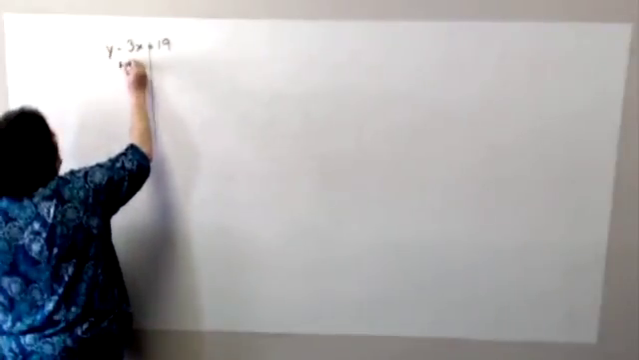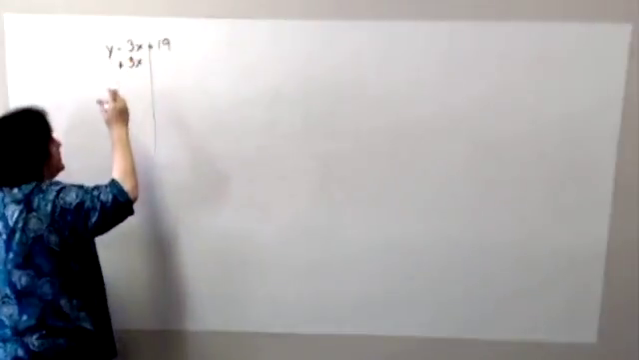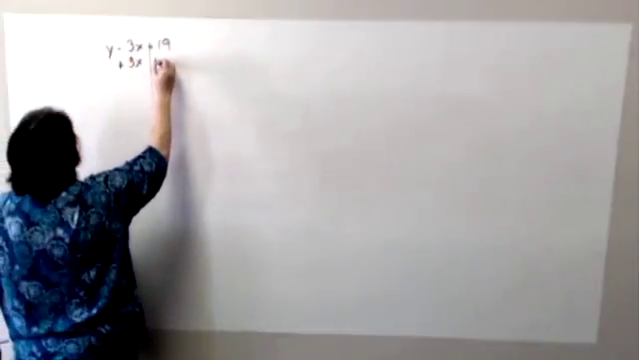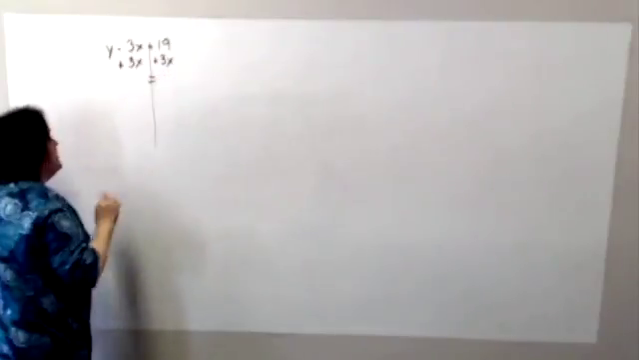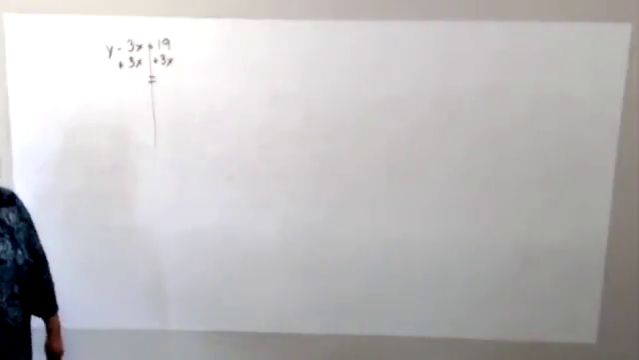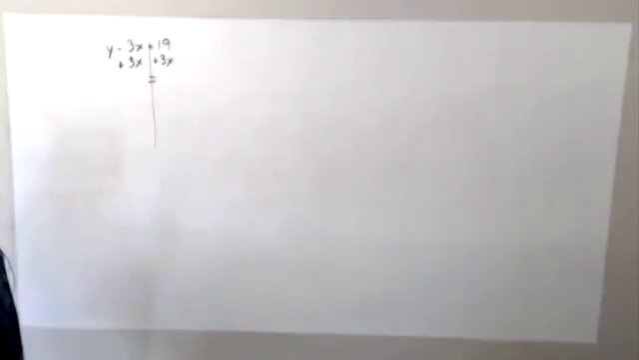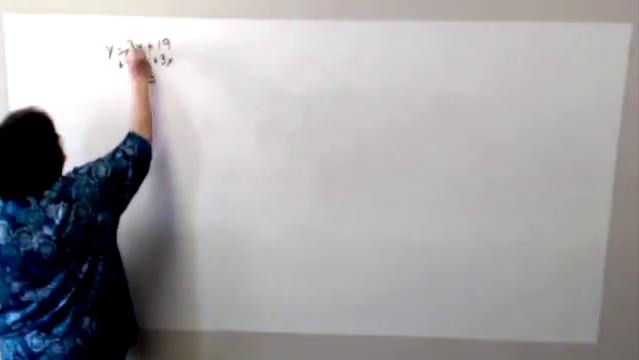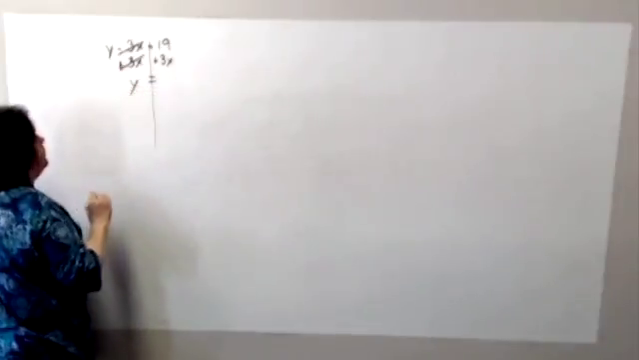So I'm going to add 3x, because minus 3x plus 3x equals 0. But I also have to do the same thing to the other side if I want to continue to keep that equal sign. And I need it to have an equation. That's why we call it an equation, because it's equal on both sides. This cancels this out, 0, leaving me with y alone on this side.